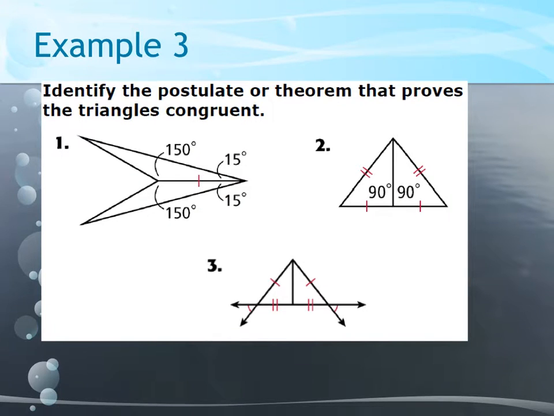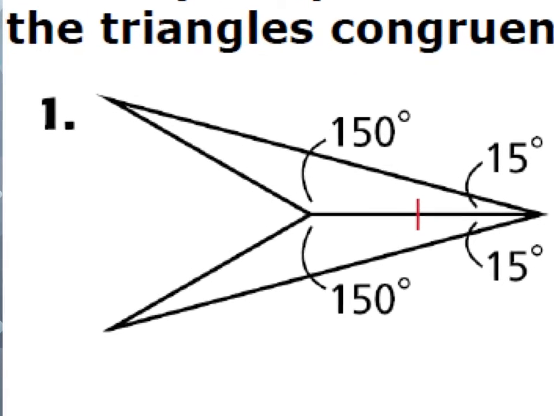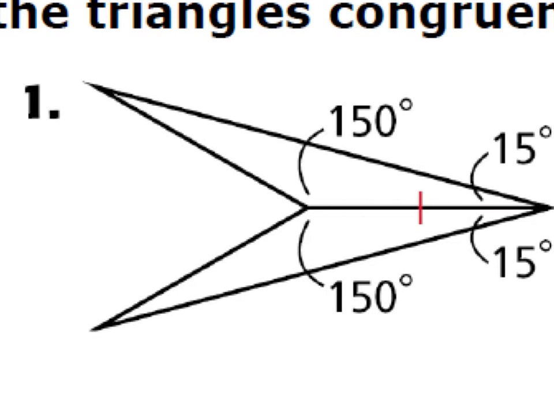All right, here we go. We're going to identify the postulate or theorem that proves the triangles are congruent. So we are not going to do a proof here. We're just going to look at the triangles, see what is true about them, and then decide how we would determine whether they are congruent or not. Talk me through it.